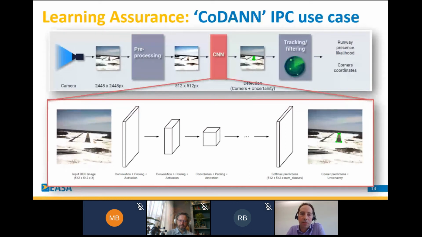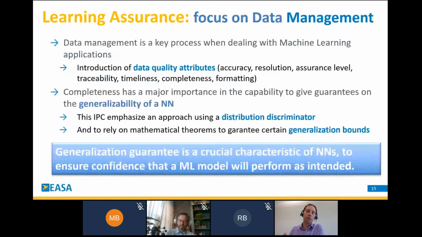So with that, we now focused a lot in the IPC, the Innovation Partnership Contract, on the data management and learning aspects, and focusing now on data management. It's clearly a key process. I mean, everyone will understand it, because data is the source, the fuel of everything we try to do with machine learning.